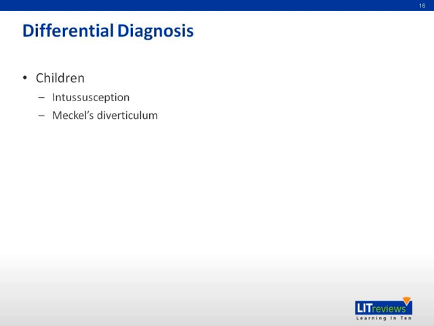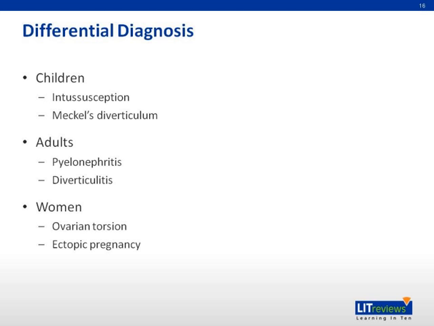Important differential diagnoses. In children, you should be concerned about intussusception, Meckel's diverticulum, gastroenteritis, and mesenteric lymphadenitis. In adults, pyelonephritis, inflammatory bowel disease, and diverticulitis. In women, consider pelvic inflammatory disease, tubo-ovarian abscesses, ruptured ovarian cysts, ovarian torsion, or ectopic pregnancy. In the elderly, do not forget about bowel obstruction, diverticulitis, malignancies, and perforated ulcers.